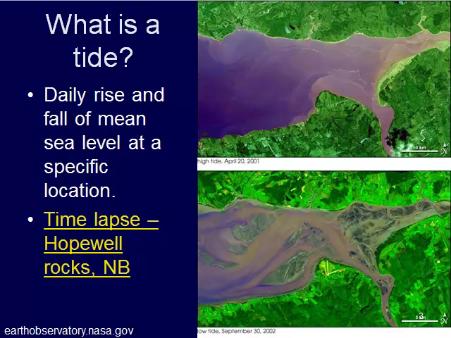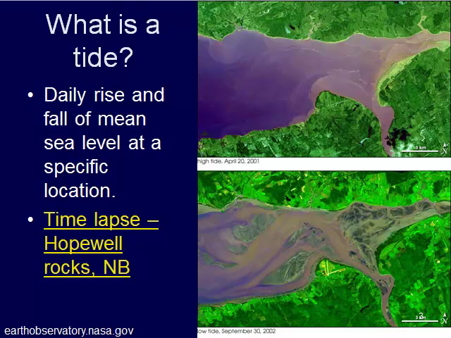So what is a tide? Well, it's a daily rise and fall of mean sea level at a specific location. So every ocean coastline is going to have a tide. Sometimes it will be pretty small. Sometimes it'll be huge. There might be more than one high tide in a day. Those high tides might be different. Depends on where you are.